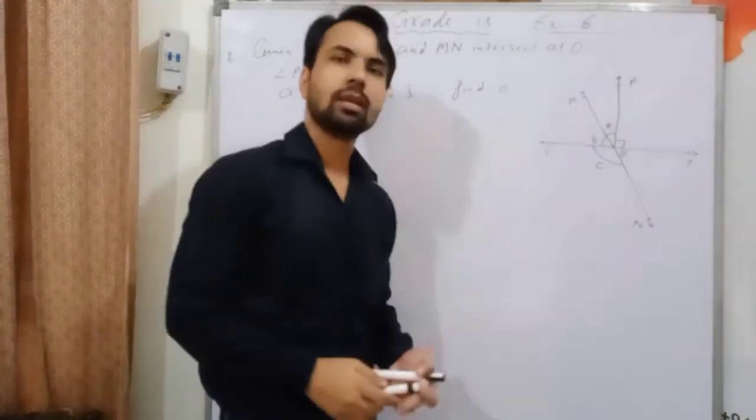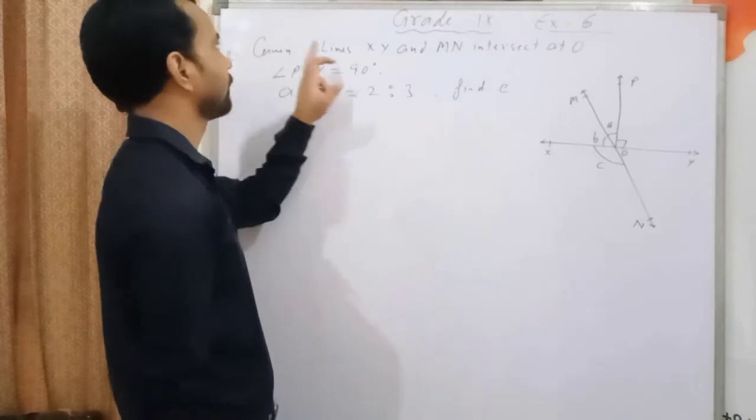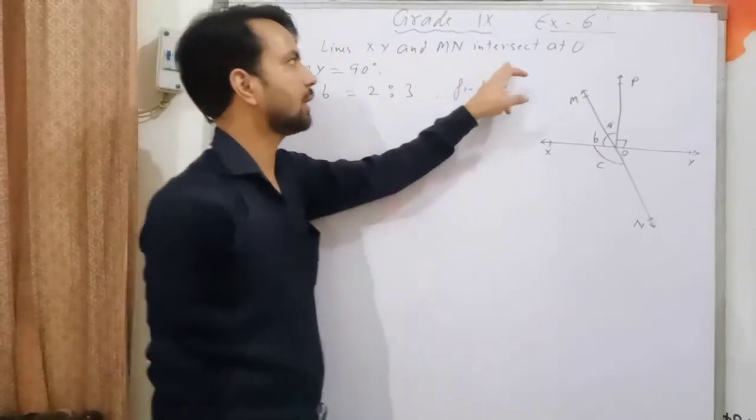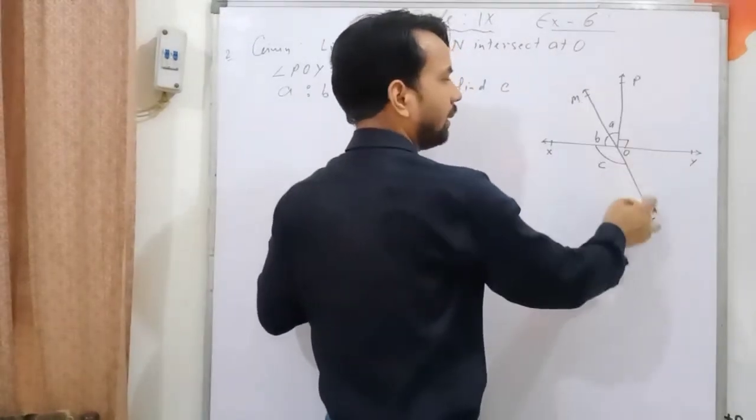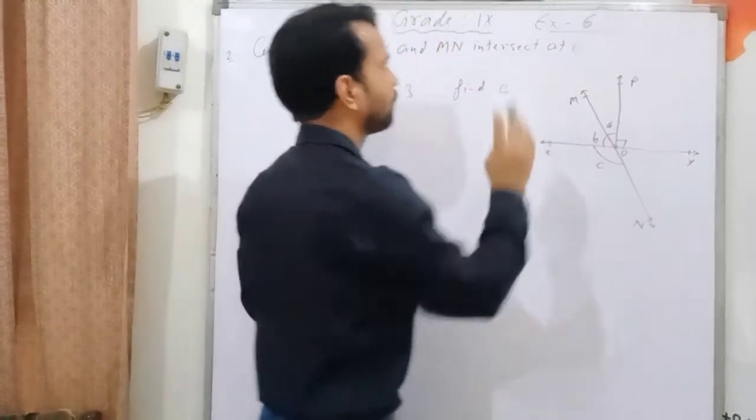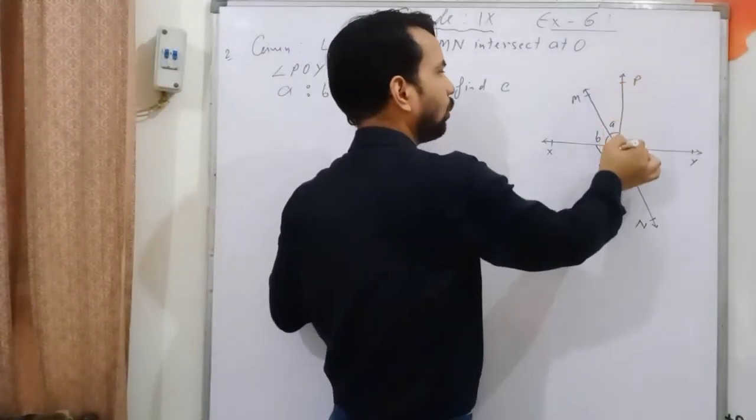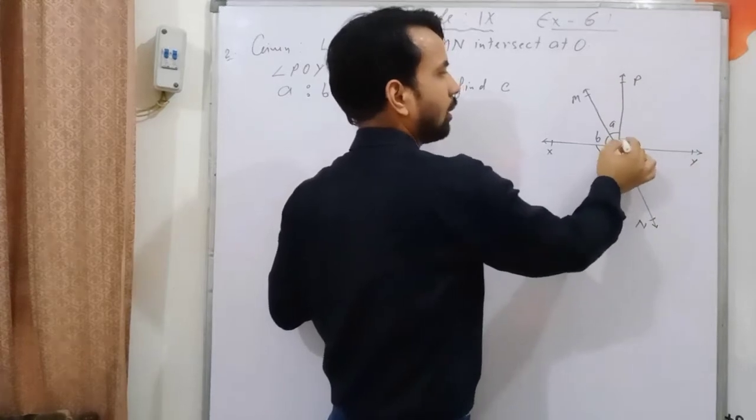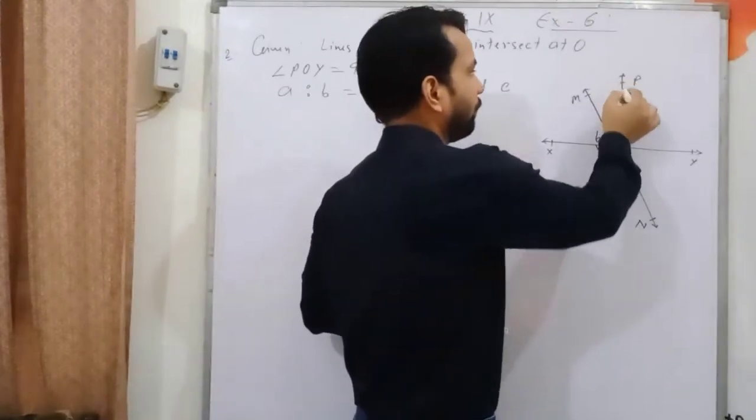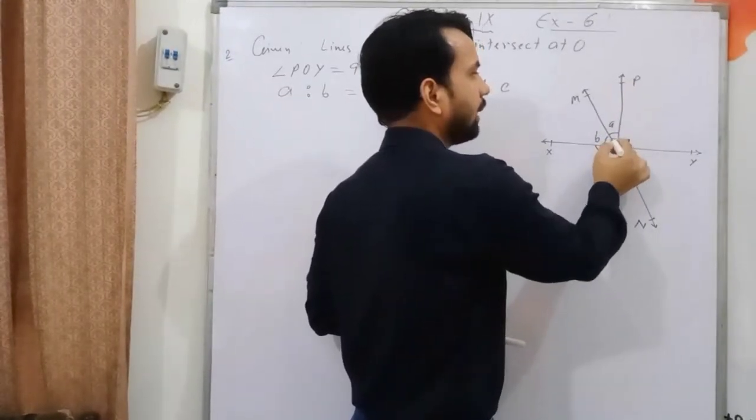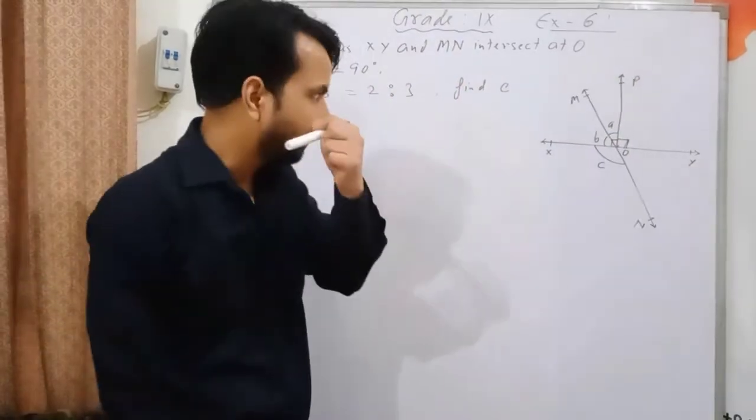Okay students, let's start question number 2. Question number 2 is saying, given lines XY and MN intersect at O. So see the figure, line XY and MN intersect at a point O. Angle POY is 90. So beta, if this angle POY is 90, then this angle is also 90 because PO is perpendicular on XY.